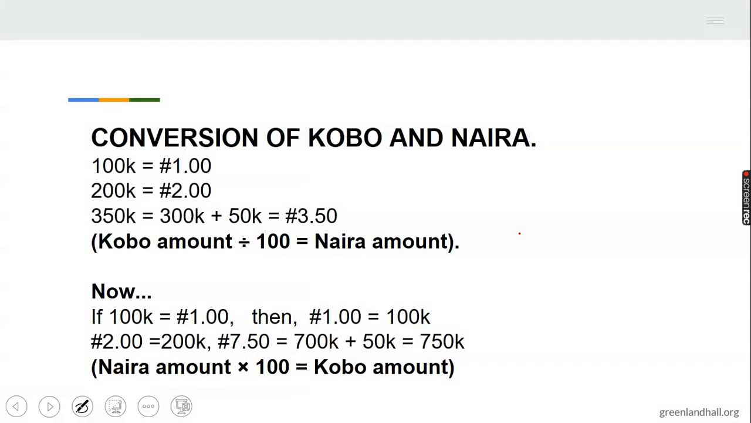Now we are looking at conversion of kobo to naira. Let's say someone gives you 100 kobo. We've talked about 50 kobo, 10 kobo. If somebody gives you 50 kobo plus 50 kobo, that's 100 kobo. What does that 100 kobo mean? When we convert it to naira, that's what we are looking at. Now look at this.